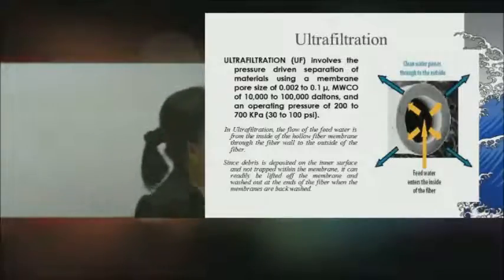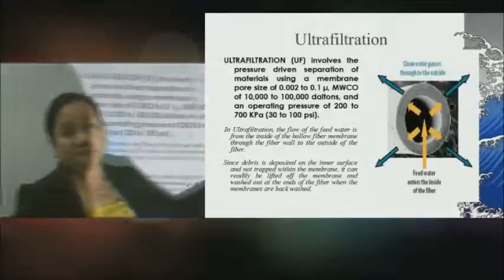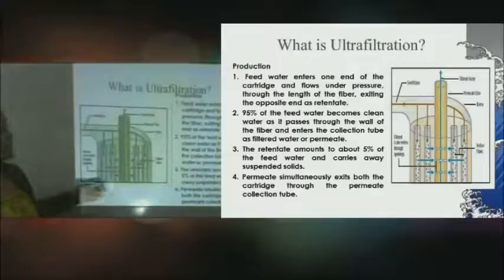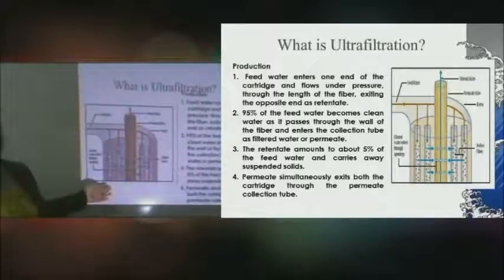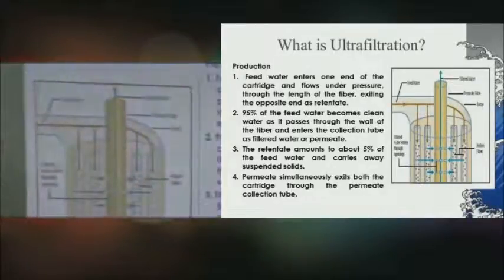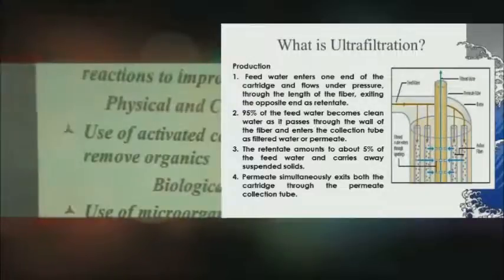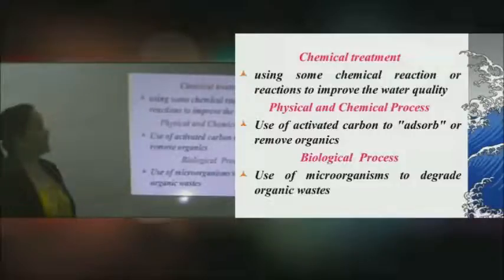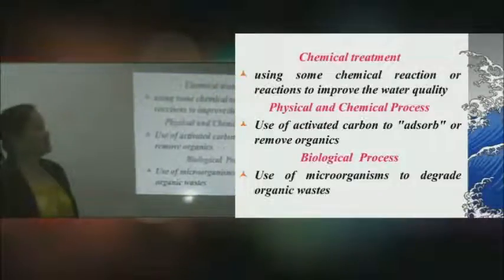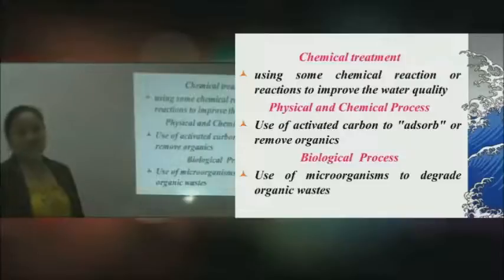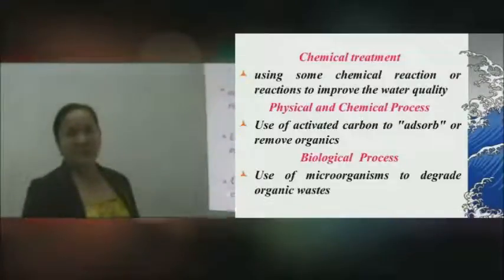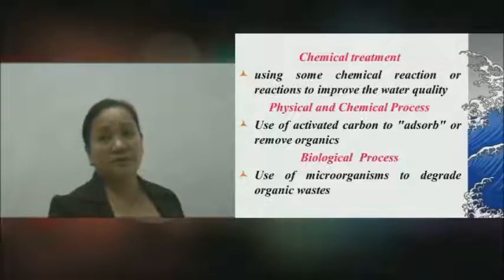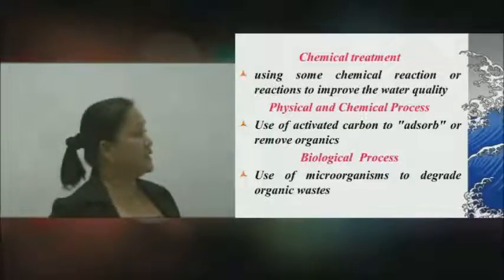This is how the filter looks like for an ultrafiltration. This would give you the mechanism on how to apply ultrafiltration. For the chemical treatment, this would involve a chemical reaction or reactions to improve water quality. Just like the alum that we have discussed, just like the calcium oxide that we add to soften the water, these are examples of chemical treatment.